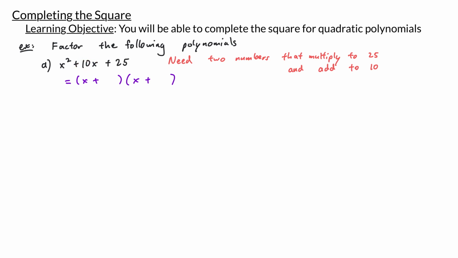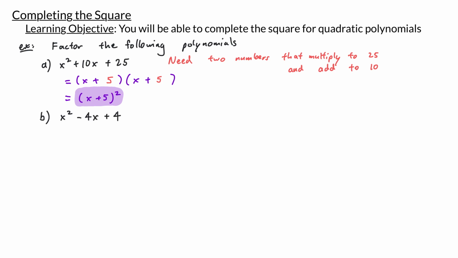So our polynomial factors as x plus 5 times x plus 5 again. We notice here that the two factors are the same. They're both x plus 5. So we can group them together and write this as x plus 5 squared. So that's how we factor the polynomial x squared plus 10x plus 25. Let's take a look at another example.